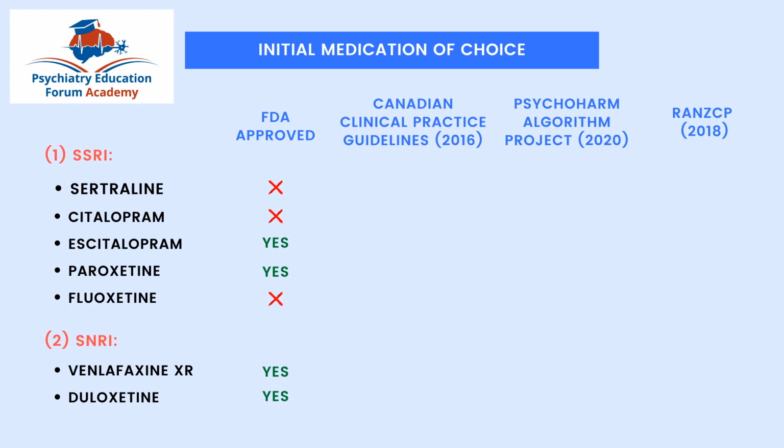I just want to very quickly mention the medication approved in Canada for generalized anxiety disorder. So in Canada, escitalopram is approved for GAD, paroxetine is approved for GAD, venlafaxine XR, and duloxetine. So similar thing in Health Canada also. But now let's look at the Canadian Clinical Practice Guideline published in 2016.